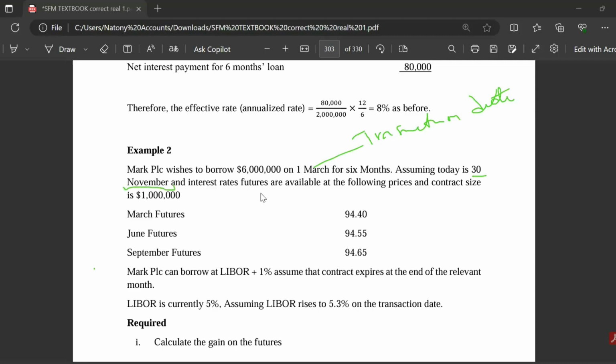So there are 3 dates you must be familiar with: today's date, the transaction date, and the contract expiration date. And interest rate futures are available at the following prices, and contract size is $1 million. Now, this here is the future price, but you will need to calculate the implied interest rates.